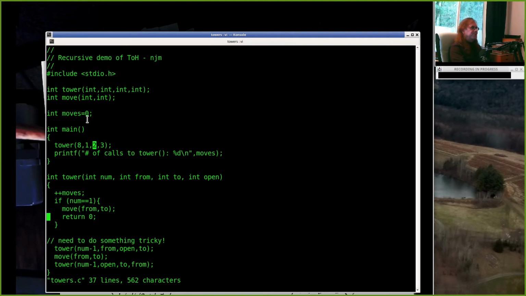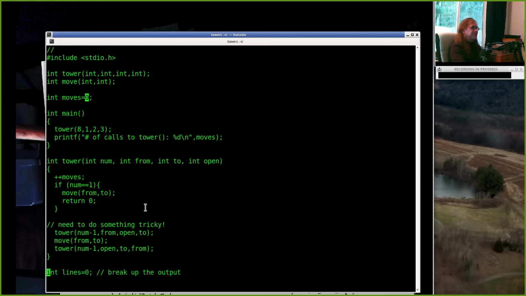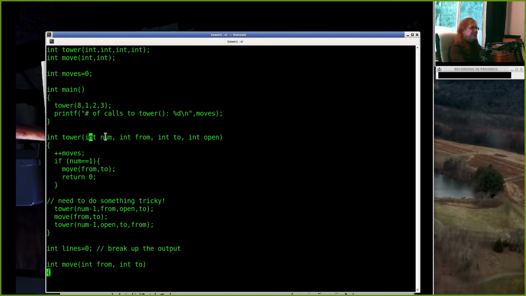And I'm also going to count the number of moves in here, just for fun. So I've got a global for moves. So what do I do, right? Here's my tower function. Move this many disks from this stick to that stick, and this is the open or spare stick. Alright, so there's a base case.